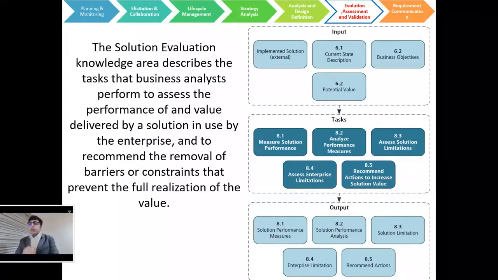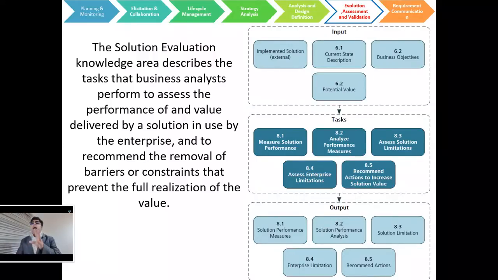The solution evaluation knowledge area describes the task that a BA needs to perform: assessing the performance of and the value delivered by the solution. It means I'm assessing that solution, whether it is going to complete that achievement, and whether I see the value I'm getting by delivering that solution or not. A little bit on the business part, but yes, we have to think from that perspective as well.